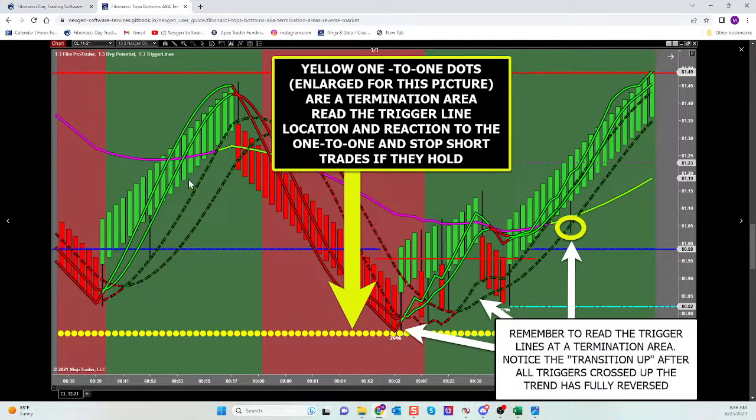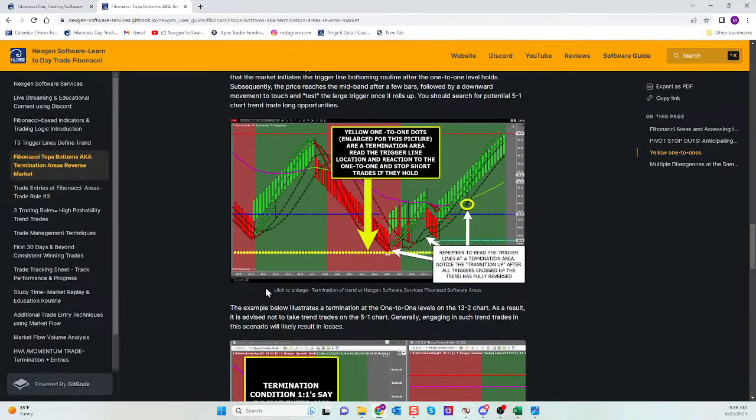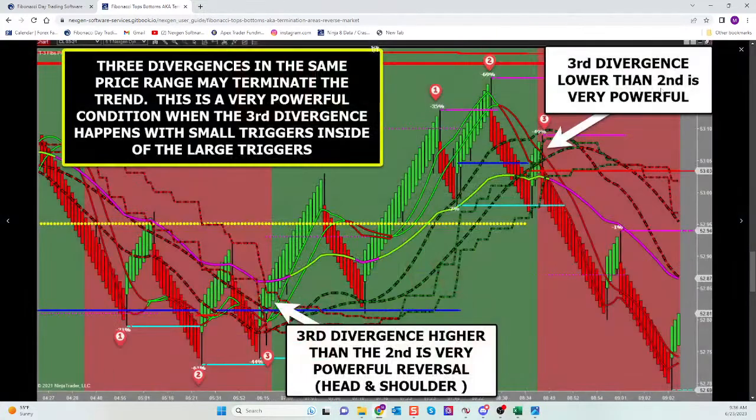What happens in one bar is going to happen in multiple bars on a smaller, faster chart. There is one termination condition that I will look for on the 5-1. And I'm going to type it in all caps. This is the only termination condition I will look for on the 5-1. And it's 3 divergences in the same location. 3 divergences in the same location may terminate the trend.